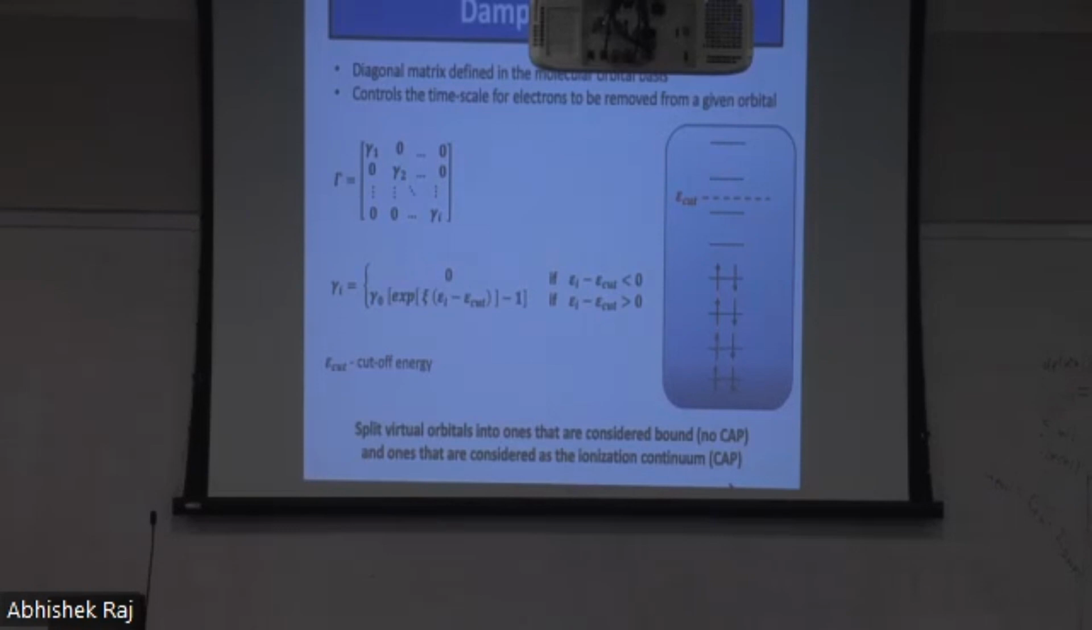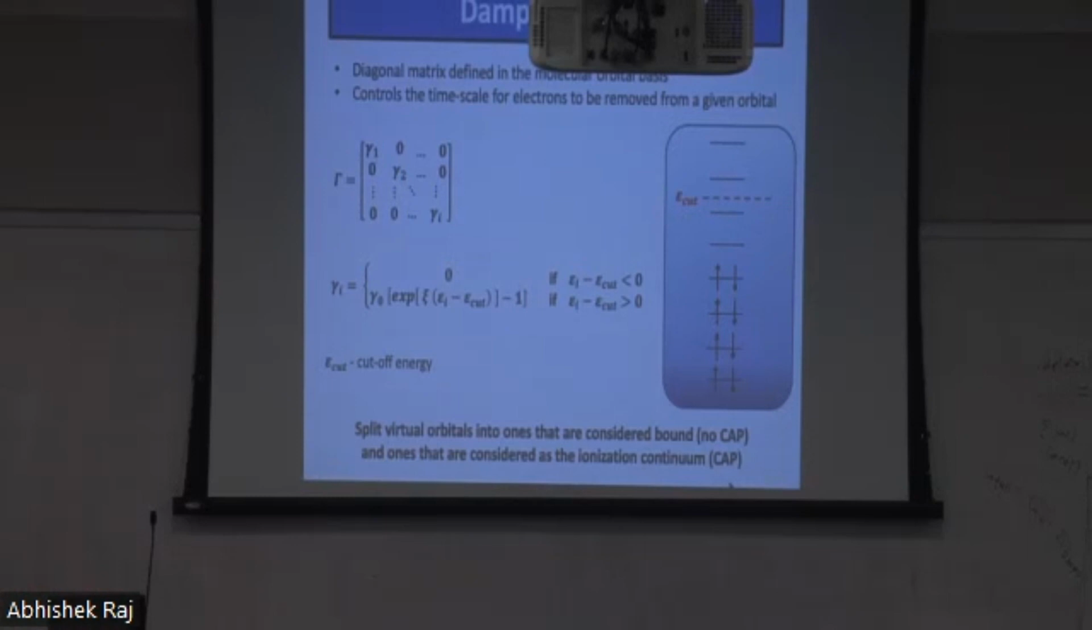And pictorially, what we're effectively doing is we have our occupied space and we have our virtual space. And we're essentially just partitioning our virtual space into a set of orbitals which we still consider to be bound virtual orbitals, and a set of orbitals which are going to be higher in energy, and we're going to define this as our artificial continuum. Such that this matrix, if we are below this cutoff energy, does nothing, so they are just regular virtual states. And if we're above this energy, we're going to have some exponential dependence where this Γ is just going to get larger and larger as we go higher and higher in energy.